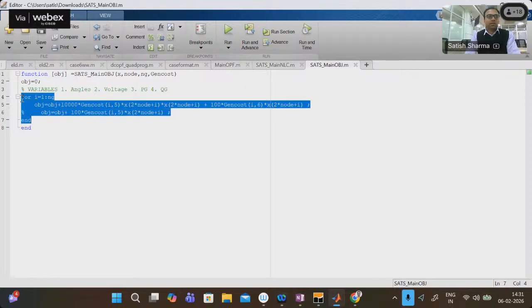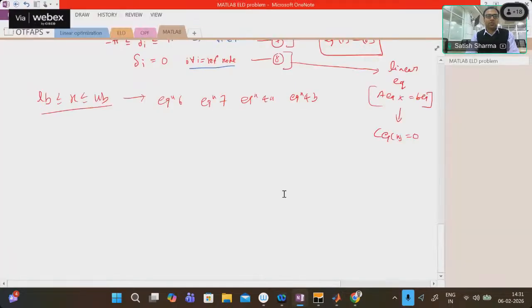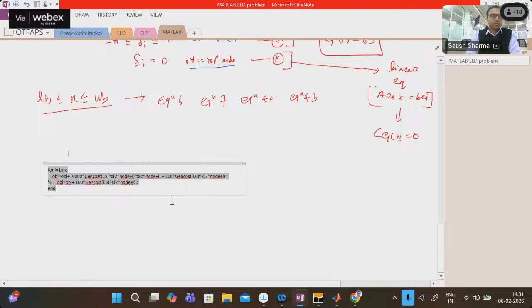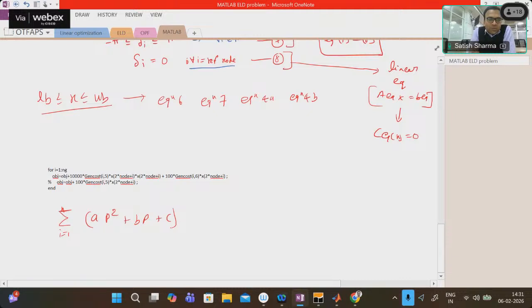We are basically using this piece of code, and you can see it here. The objective function which we had was the summation over i equals 1 to n of a p square plus b p plus c. Now, as explained earlier, these a, b, and c are cost coefficients, and their units are: a has dollar per megawatt square, b has dollar per megawatt hour, and the third one is simply dollar cost.